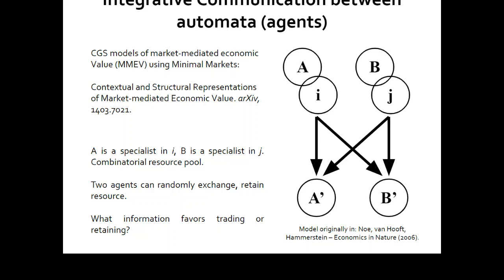So you can have pairwise relationships between automata, and I wrote a paper here on contextual and structural representations of market-mediated economic value. So these are like agents that are trying to form value for certain objects, and they're actually assigning economic value to them. The idea is that economic value is actually this sort of symbolic activity.